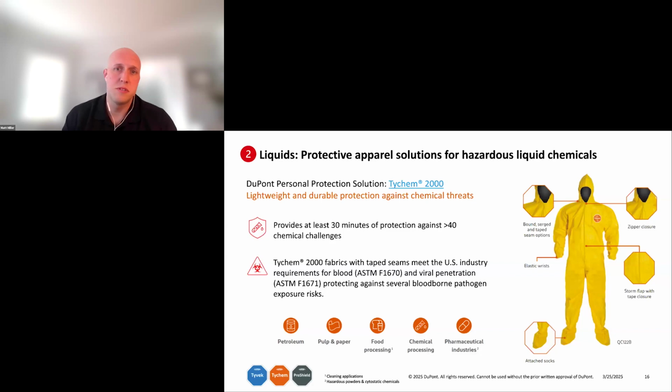So when it comes to those type of challenges, we like to position our Tychem 2000 for those areas. And the reason why we do that is for a couple. The first one is it's lightweight. So at its base fabric, Dan talked a lot about Tyvek, our flagship product, right? So this product at its base is made from Tyvek. And then what we do over top of that is laminate a chemical barrier, which gives you that protection against those liquid challenges. The other piece too is it's durable.